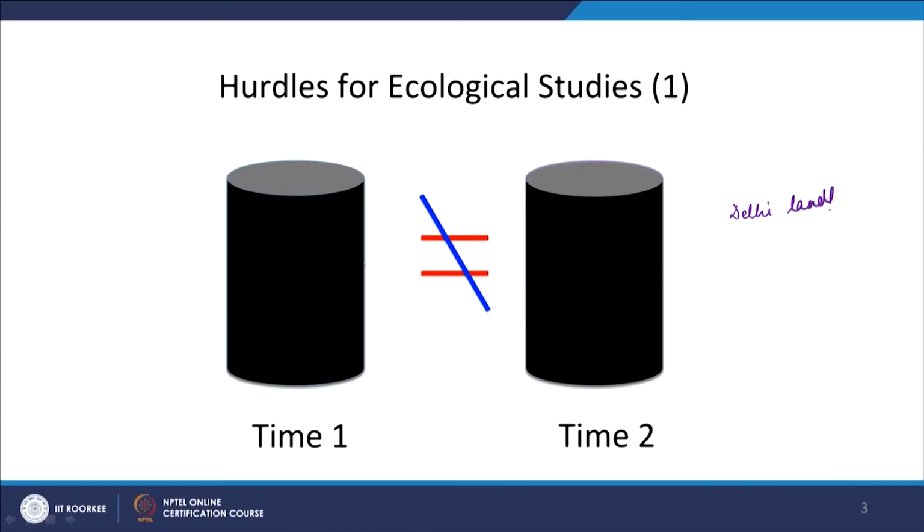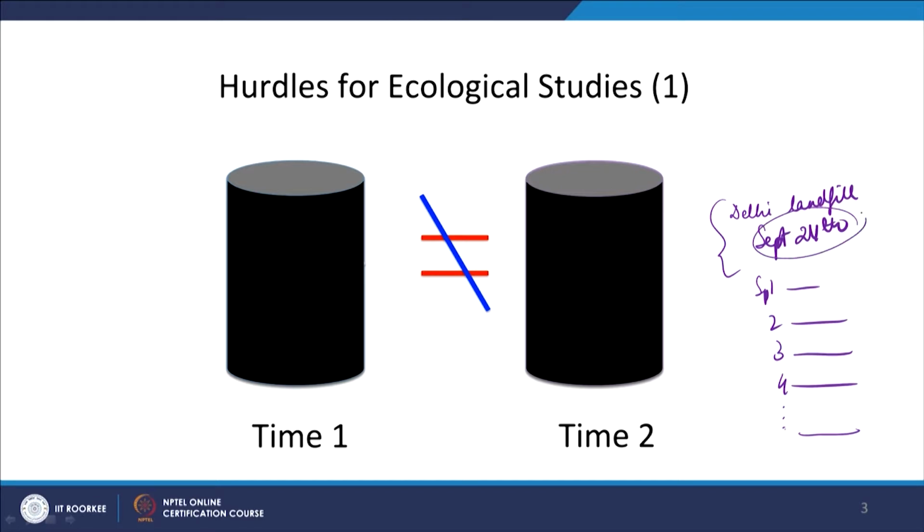hurdle. Why? Because let us say I took a sample from Delhi landfill on September 24th, alrighty. Let us say I took this sample from Delhi landfill, and then I characterized the microbial community. I said, okay, species 1 these present, species 2 these present, 3 these present, 4 these present, so on and so forth. And I did all kinds of analyses, alpha diversity, I compare, and then this was on September 24th, 2017. And then I went to, let's go to Mumbai.